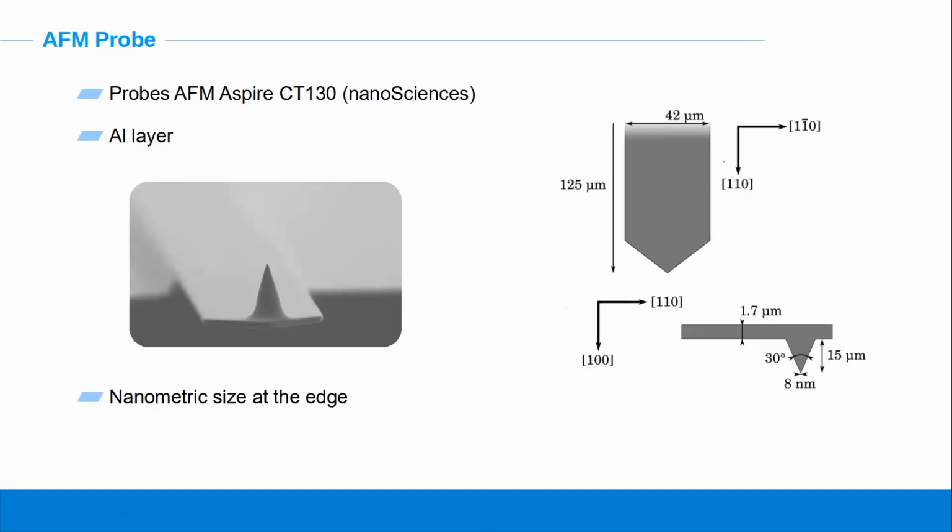For that, we use some AFM probes, which are this one, for example, which have two interesting things. First, they're covered with aluminum to generate acoustic waves efficiently, and they have a characteristic size at the edge below 10 nanometers, way smaller than what you can obtain with the laser spot.